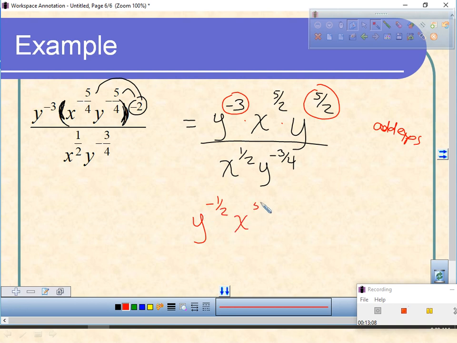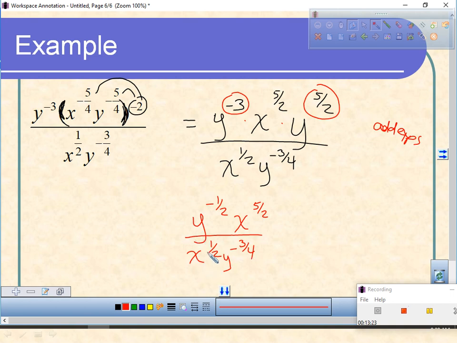There's nothing I can do with that x to the 5/2 right now, but then what I'm going to do is write it over what's in the denominator. So that's what I've got so far. And it even looks a little bit simpler than what we started with, right? But we still can do a little bit more.